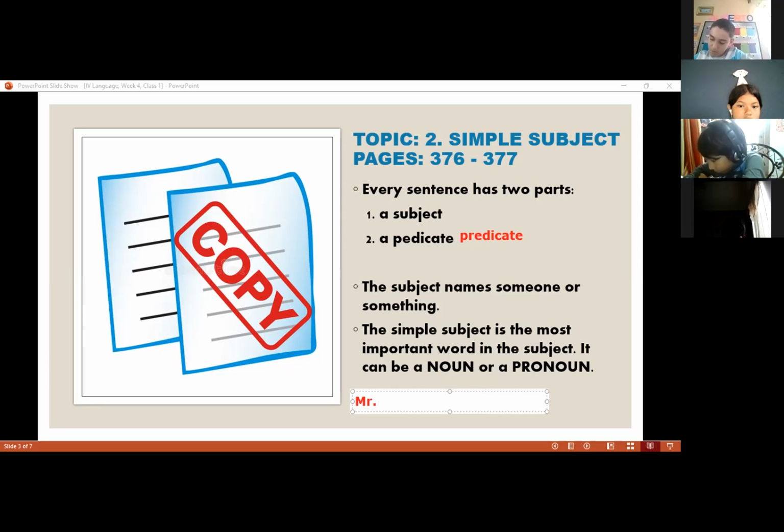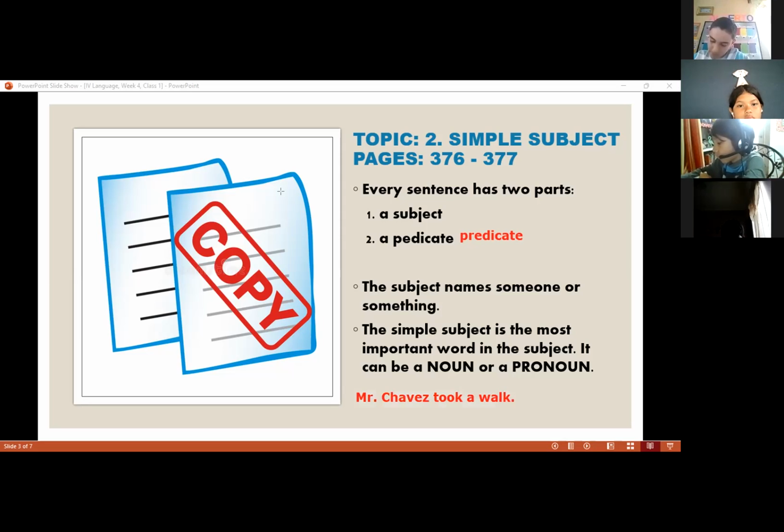Okay, Mr. Chavez. No, we're going to just write an example. You don't have to copy. Took a walk. Okay, here we have a sentence. This is a sentence. Mr. Chavez took a walk. Now, in this sentence, we have a subject and a predicate.